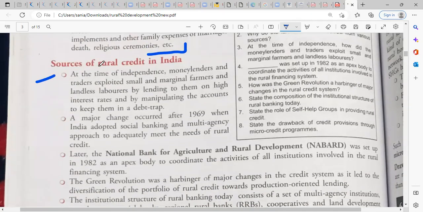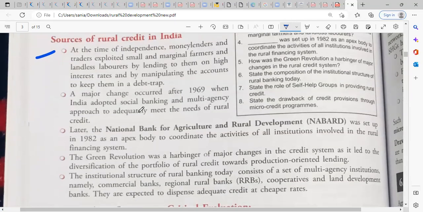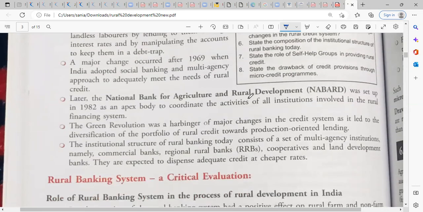So earlier, these are basically the sources in India. At the time of independence, moneylenders used to exploit the people. Then from 1961, people started taking money from multi-agency. Then later on, NABARD was set up as an apex body to coordinate the activities of all institutions involved in the rural financing system.